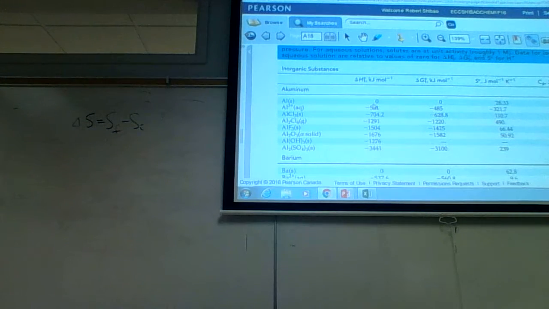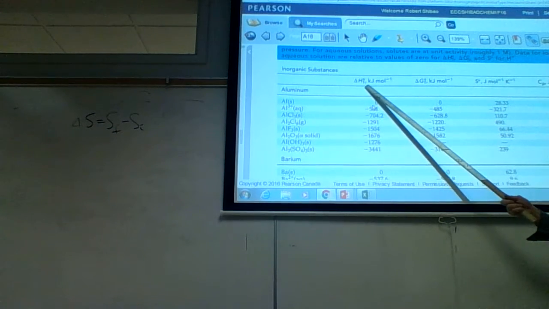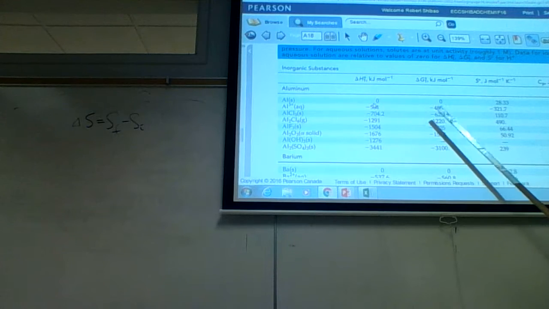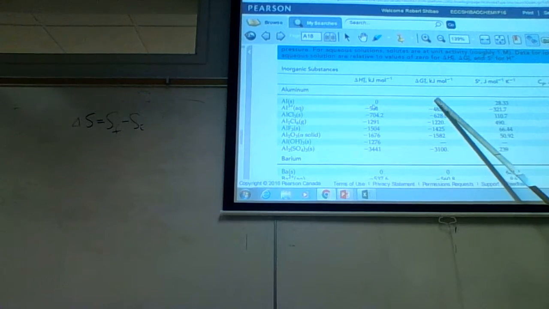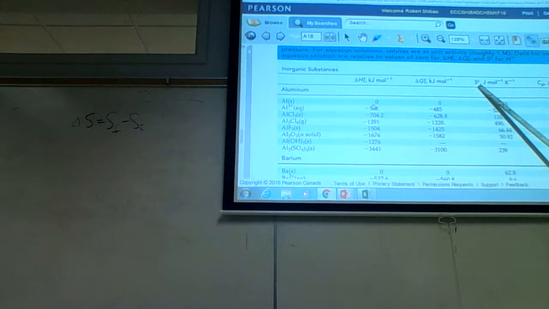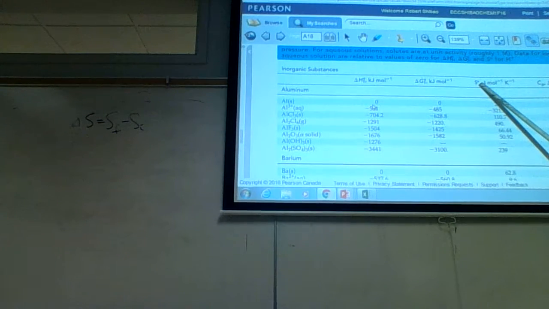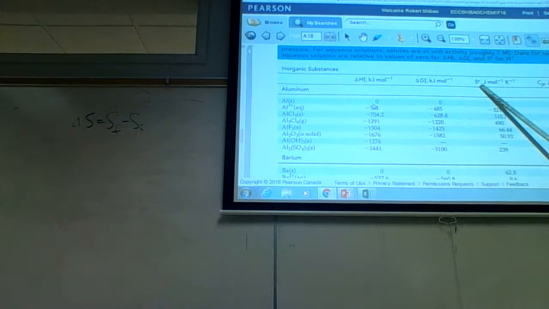So when we look in Appendix D, we see delta H of formations, which we use, Chem 1A. We see delta G, which we're going to use in Chem 1B, so ignore the second column. It's the third column here. The third column is S, the absolute entropy. And so here, do you know what that little superscript means? S naught, or S superscript 0? It means standard thermodynamic conditions.